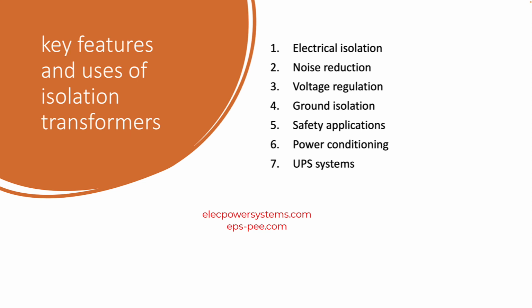They maintain a stable output voltage, which is crucial for sensitive electronic equipment that requires a consistent power supply. Ground isolation. Isolation transformers can effectively separate the grounding systems of the input and output circuits. This can be beneficial in situations where different ground references exist or where grounding issues may cause ground loops or other problems. Ground isolation helps prevent current flow through ground connections, minimizing noise and improving system performance.